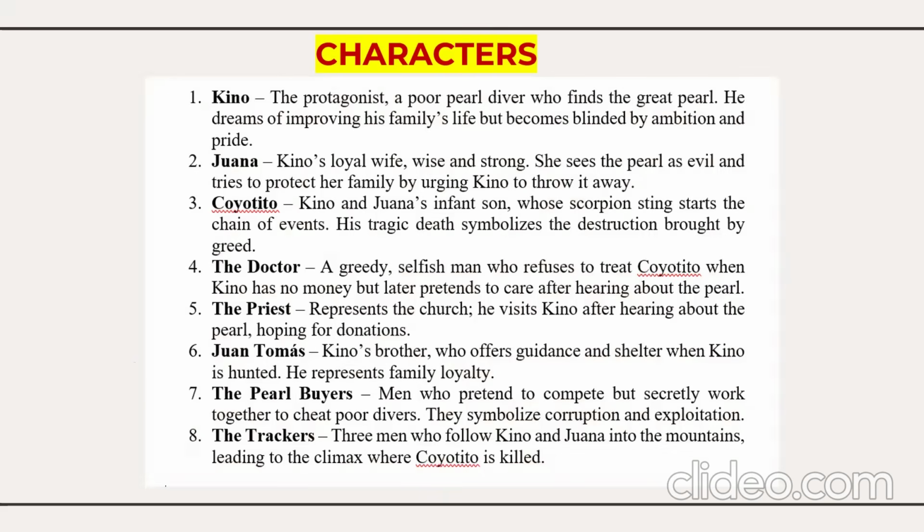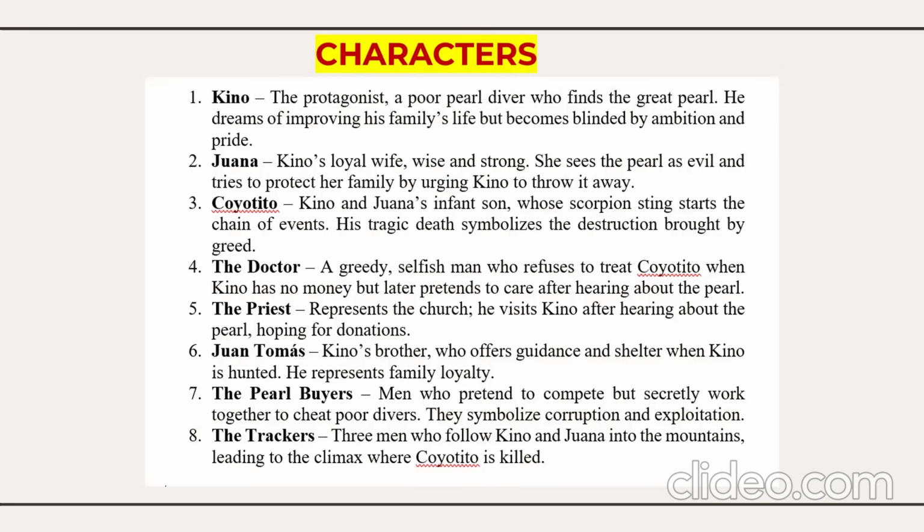Now, let's know about the characters. There are about six important characters. The very first important character is Kino. Kino, the main character, is a pearl diver who gets the pearl from the ocean, and he's a very poor person. That's his source of income, and he dreams of improving his family's life, but he has a lot of ambition, a lot of pride.